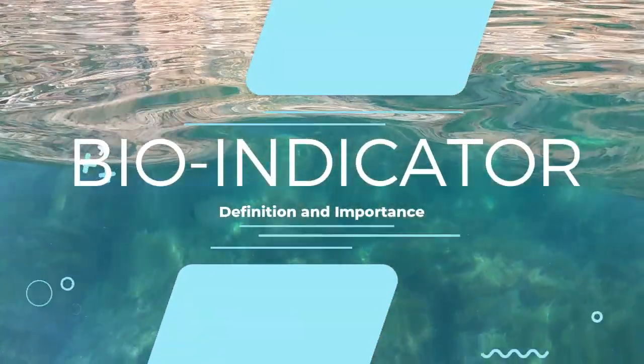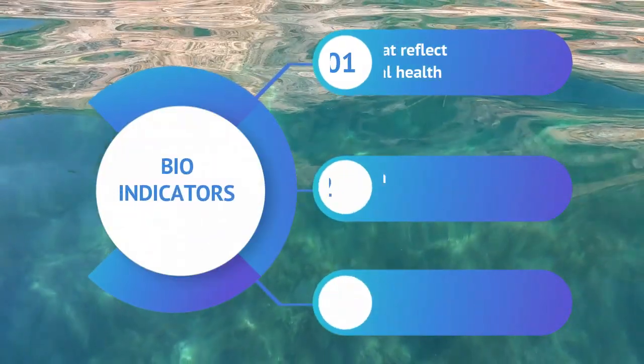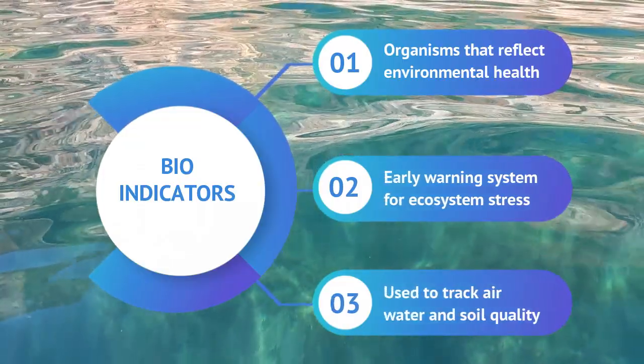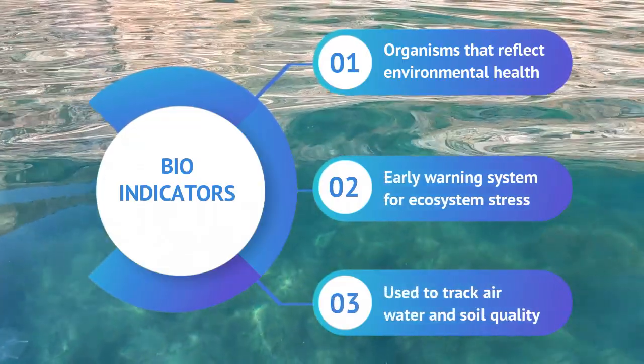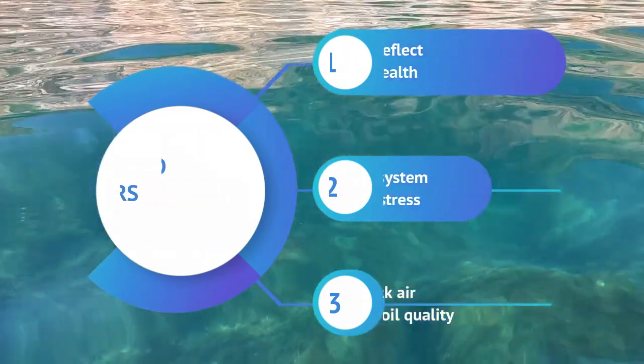Bioindicators are living organisms that reflect the health of their surrounding environment. They act as early warning systems that alert us to ecological stress before irreversible damage occurs. These indicators help us monitor air, water, and soil quality, providing a cost-effective and real-time method of environmental surveillance.